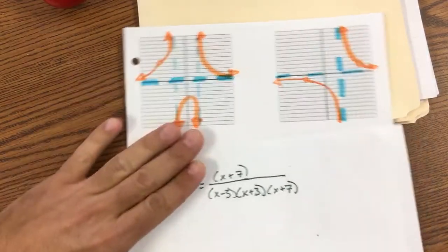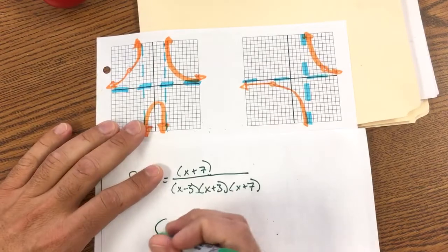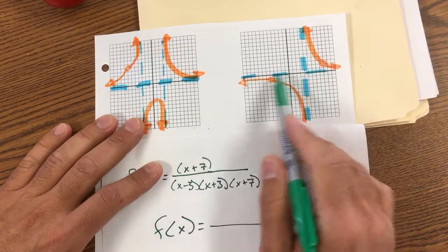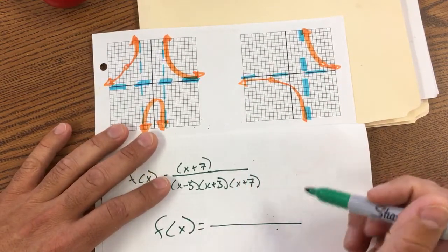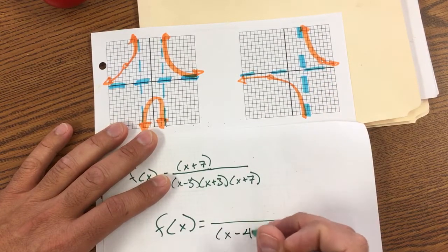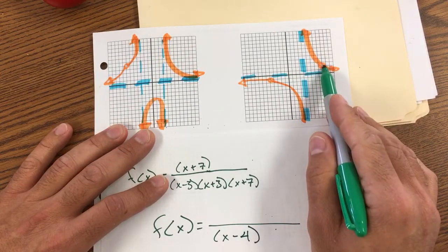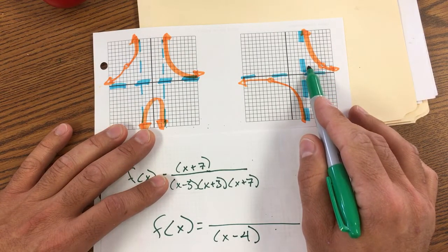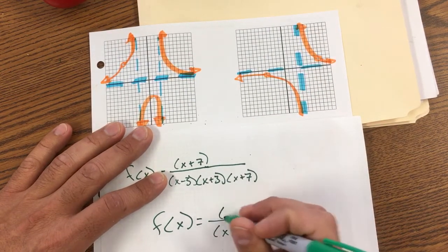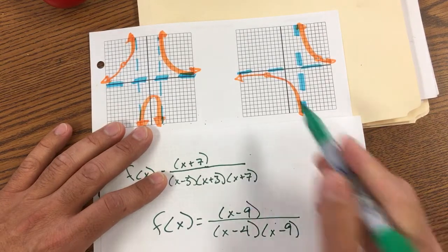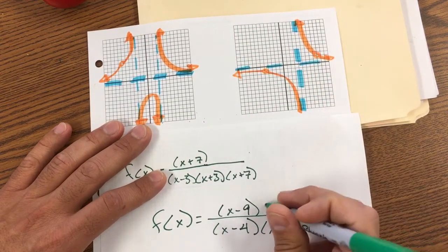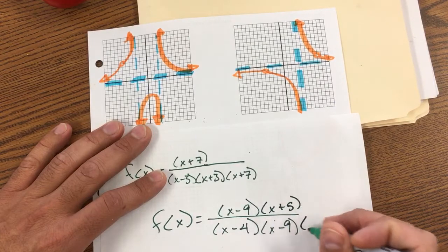Okay, I'm going to go along and do the same thing on the second one. I'm going to go through the process. Again, I don't have any zeros, so I can't do that. Horizontal asymptote is 0, so I'm not going to put anything there. Vertical asymptote at 1, 2, 3, 4, so I'm going to put x minus 4. And then I have a hole right here at 1, 2, 3, 4, 5, 6, 7, 8, 9. So I'm going to put x minus 9 on the bottom and on the top, and that's what gives me a hole. And then I also have a hole right here at negative 1, 2, 3, 4, 5, so I'm going to put x plus 5 on top and bottom.